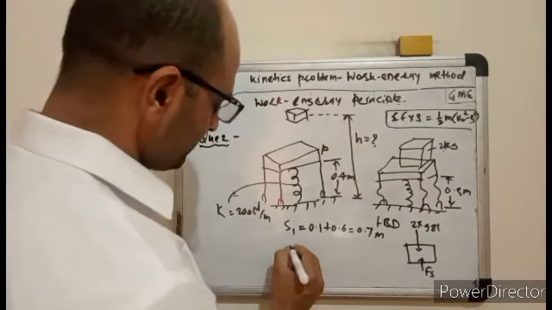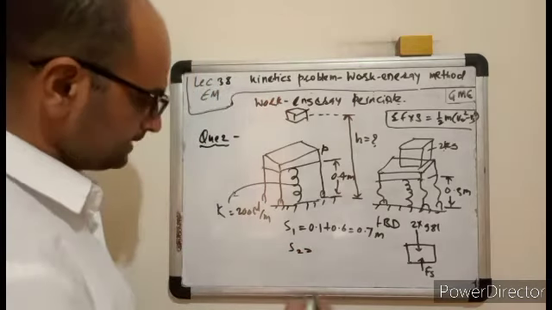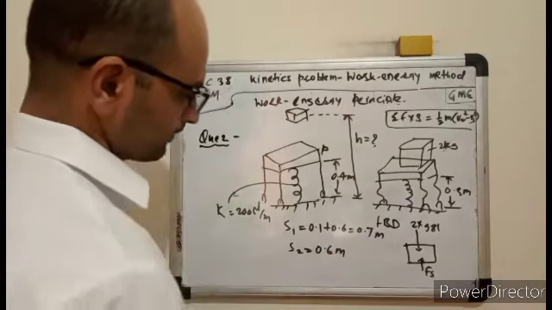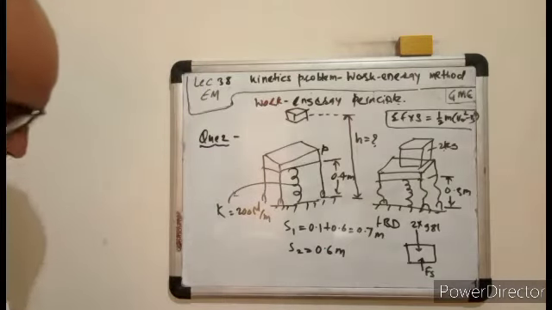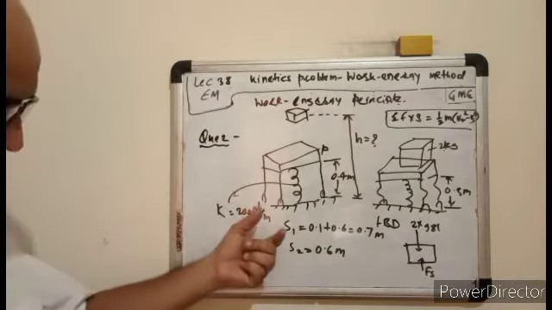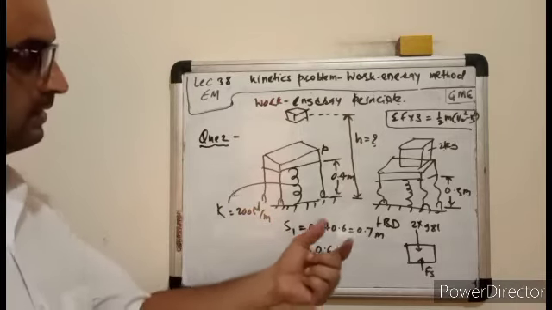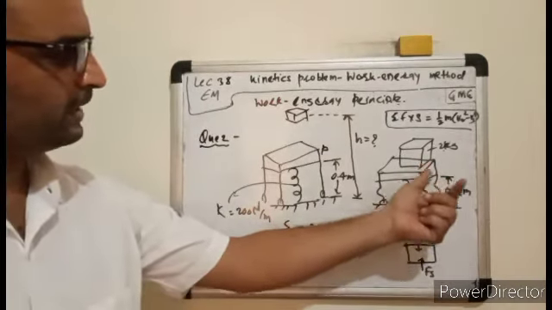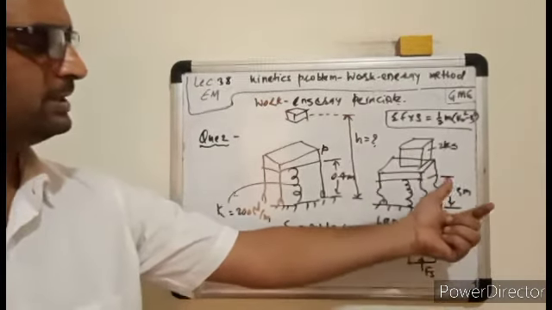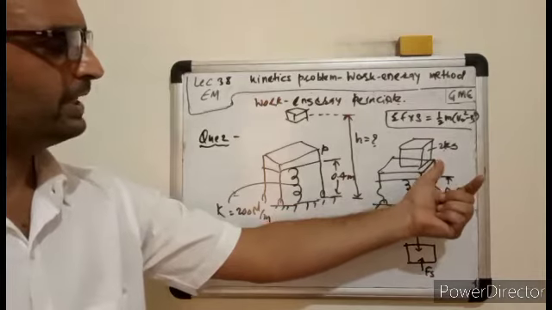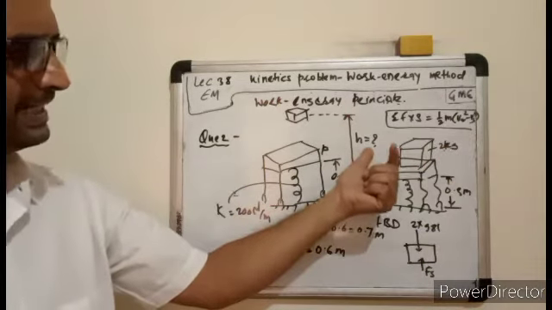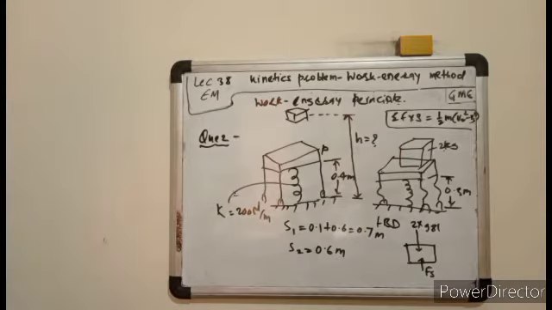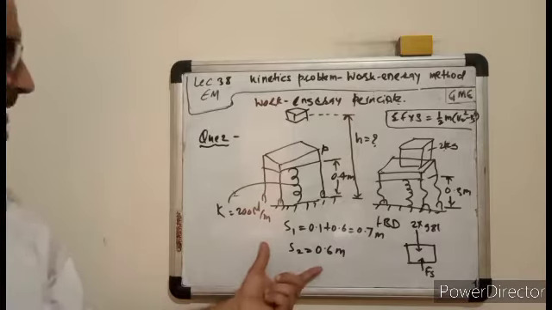Due to this cord, the final compression of the spring, that is S2, is 0.6 meter. Now see, the bottom of the block rises from a height. Before releasing, the height is 0.3 meter. But once it leaves, this block will rise up to this height H. I think you got this displacement.